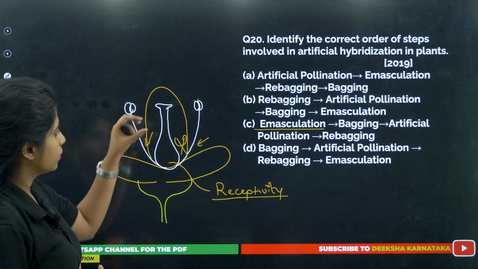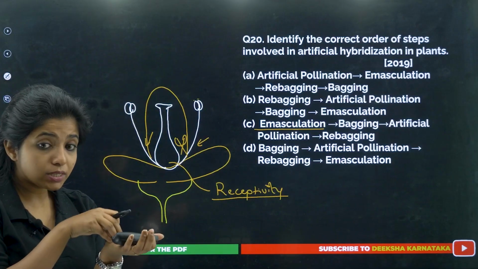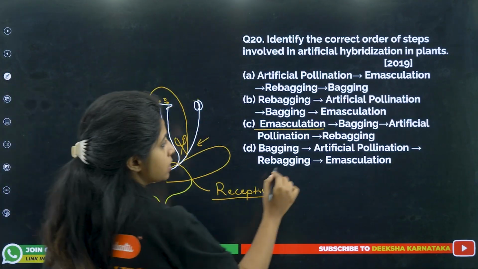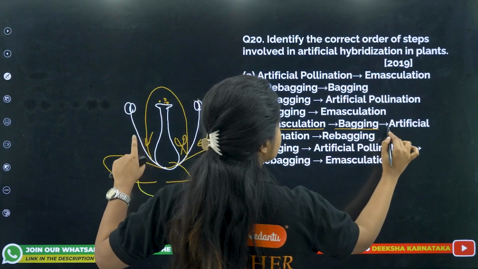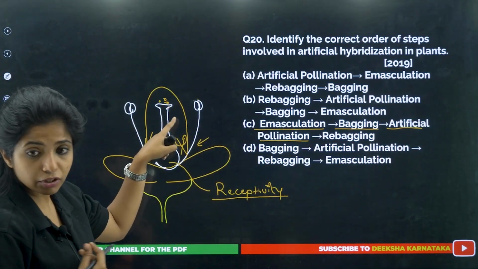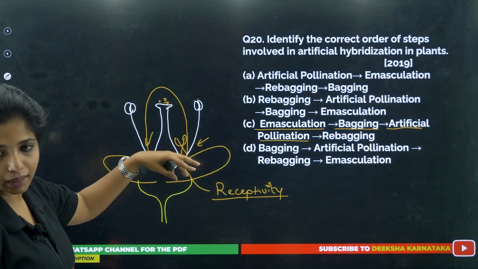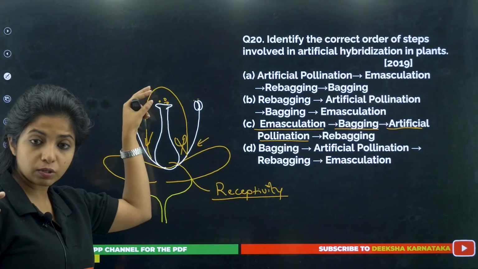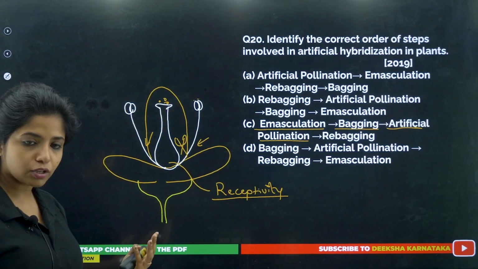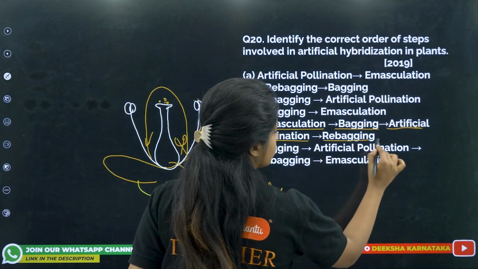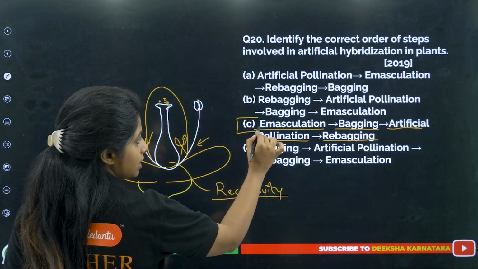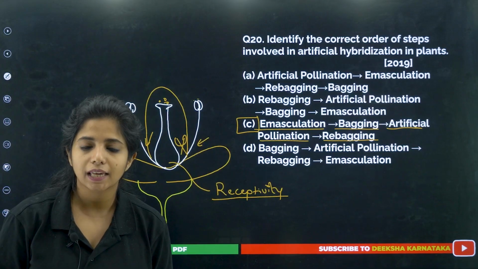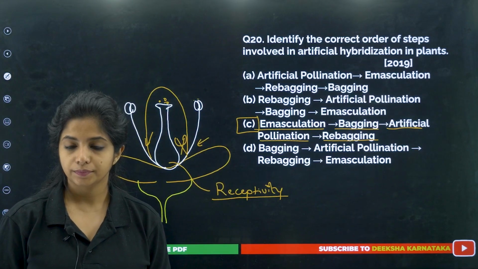Then what will I do? I will remove this. I will take the pollen that I have and I will put it over here. First thing, bagging I did, then I did artificial pollination. Artificially I pollinated it, and then I rebag it so that no other pollen grains can come again, and basically these pollen grains which are there can fertilize and give rise to the seed that I want. This is known as rebagging. So these are the steps of artificial hybridization in the case of plants.